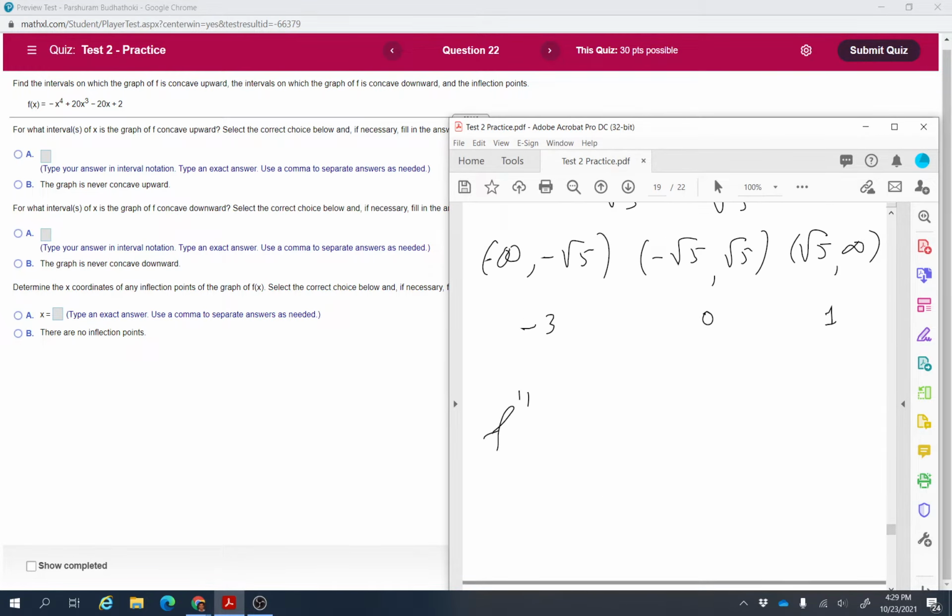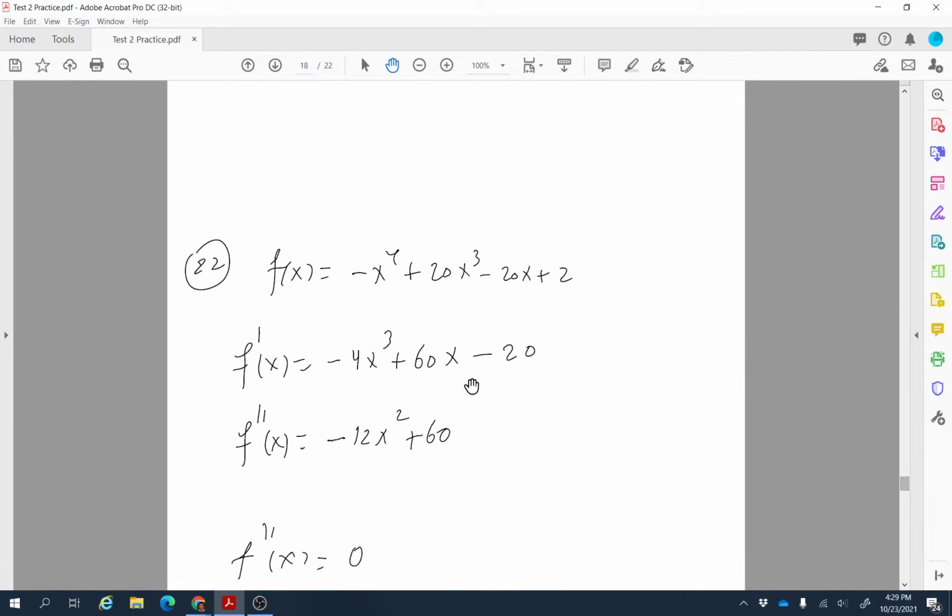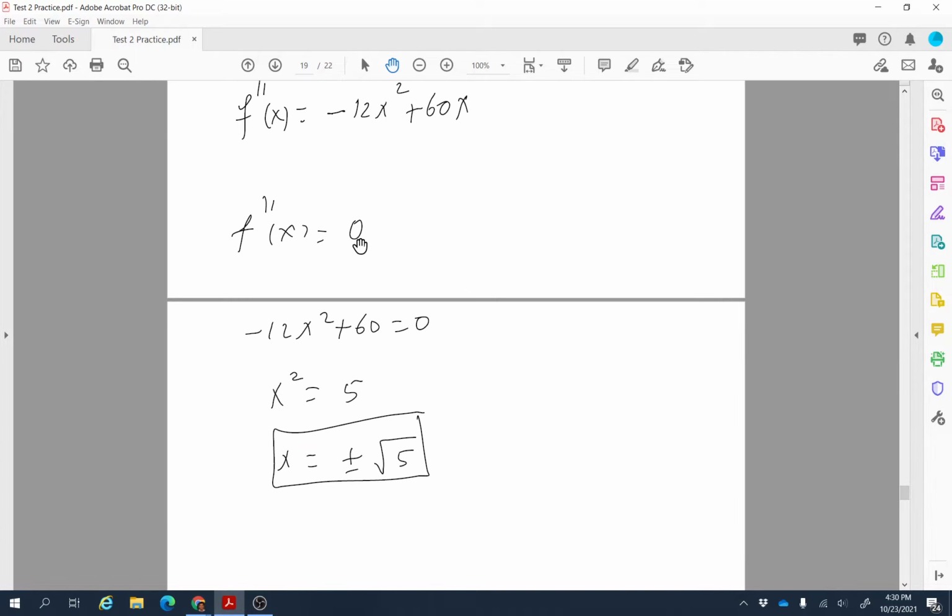So the second derivative is negative 12x squared plus 60x. Did I miss something here? I think I missed something here, so I'm going to go back and check my second derivative. Yes, I did miss something. The derivative of the first derivative is 60x squared. I missed the square here. And the second derivative would be negative 12x squared plus 60x. So when I tried to solve this equation, it was not the right one. Okay, so let me redo it.